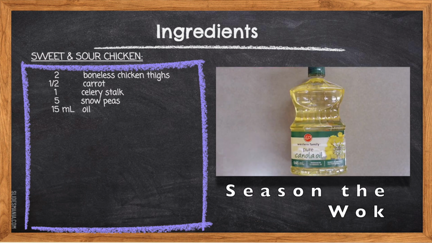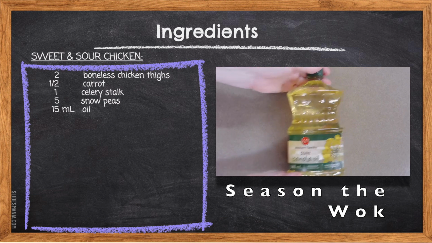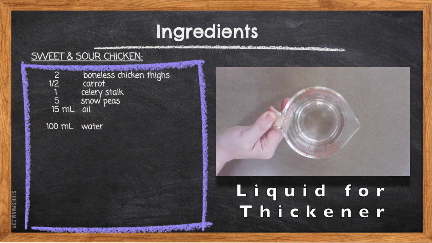15 milliliters of oil. Oil allows you to cook at high temperatures, so it helps you caramelize and brown anything that you put into the pan. This will lead to a better flavor and texture in our stir fry. Plus, adding a little bit of fat to our stir fry will help us absorb our fat-soluble vitamins A, D, E, and K. 100 milliliters of water.